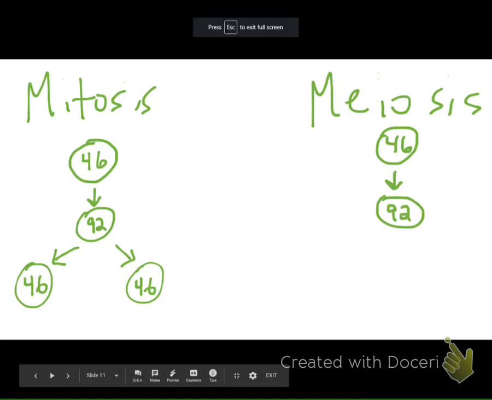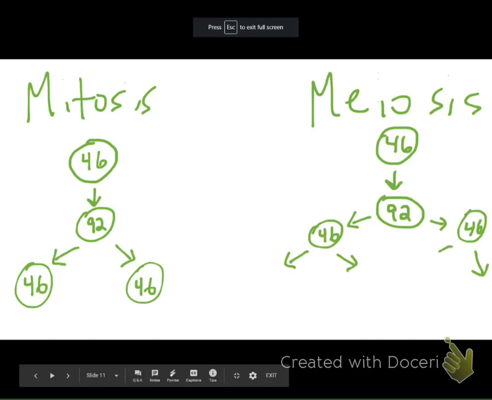92. And then it's going to look very similar to mitosis. It's going to duplicate and have how many? 46 chromosomes. Two cells, but 46 chromosomes. And then this is where it's different. So far it looks very similar to mitosis. The biggest difference, the takeaway I want you to understand, is not necessarily the numbers in between. It is how many times or how many cells are being made.